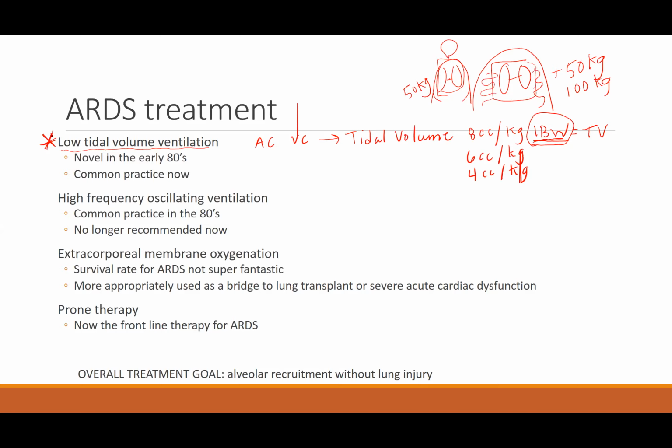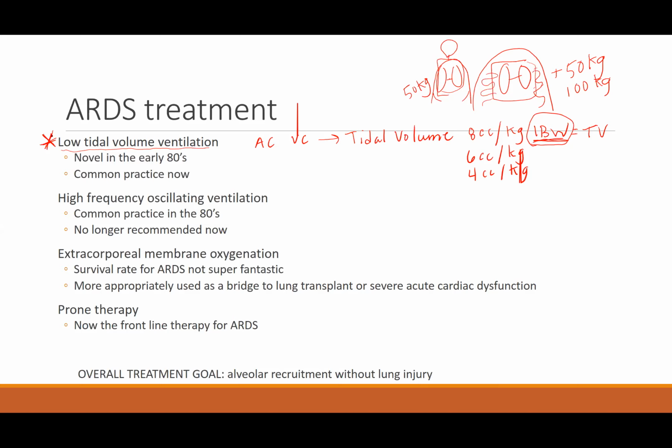It is usually in these scenarios more appropriate to use as a bridge to lung transplant, or I've seen much more success in patients that have severe cardiac dysfunction. And of course, I have seen patients in ARDS get better on ECMO. However, the evidence that we do have in adults with really severe advanced ARDS doesn't support it certainly as a frontline therapy as patients progress into severe ARDS.